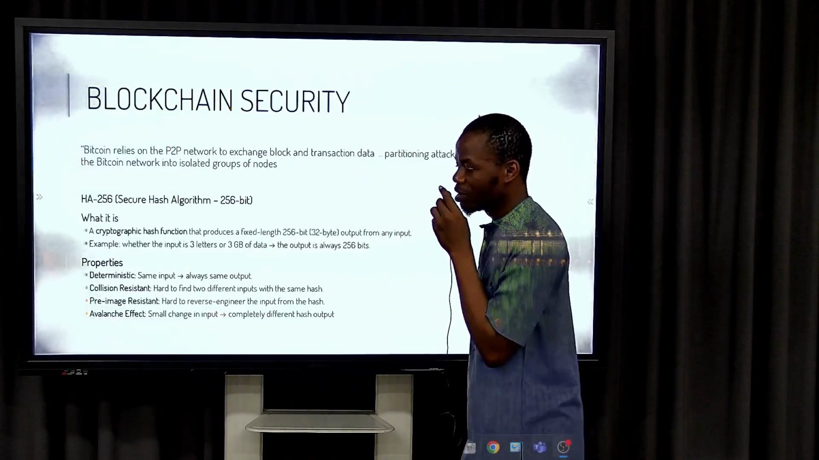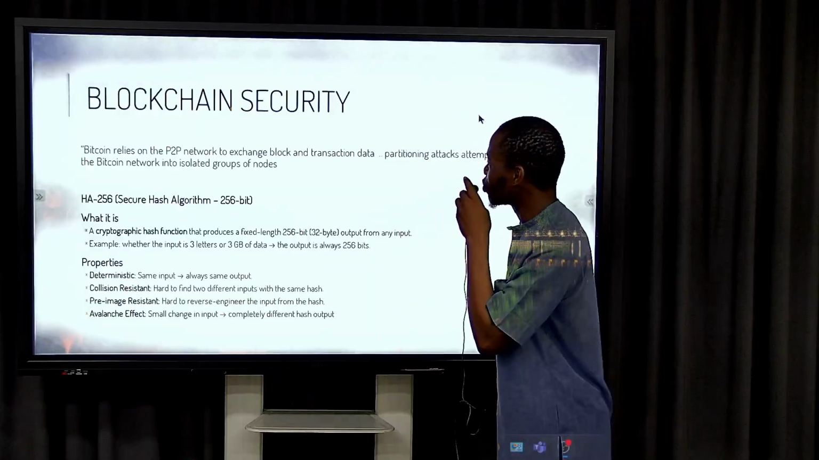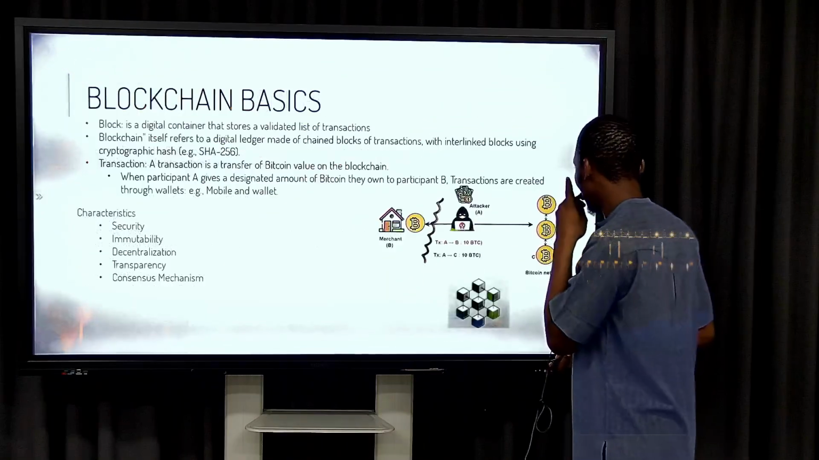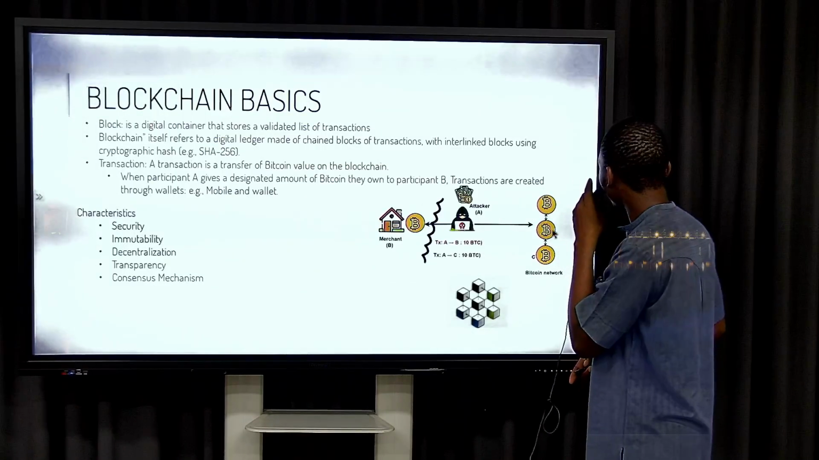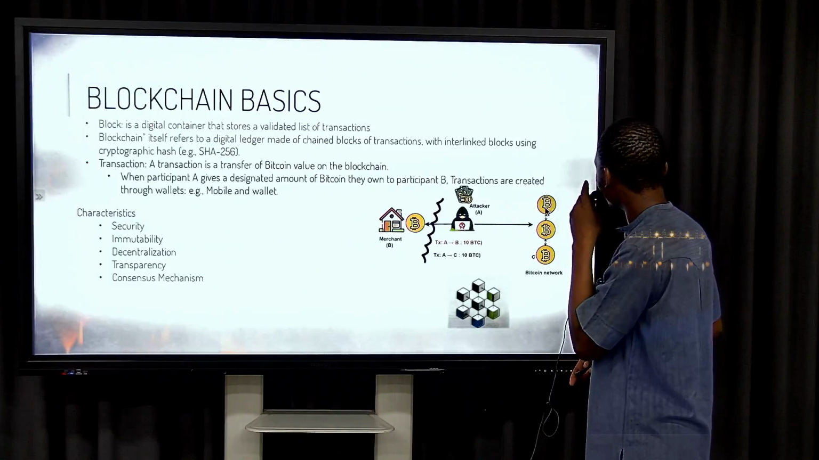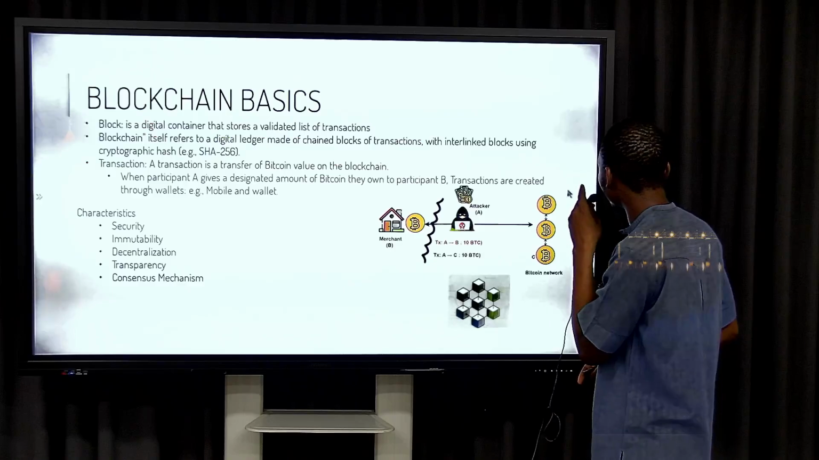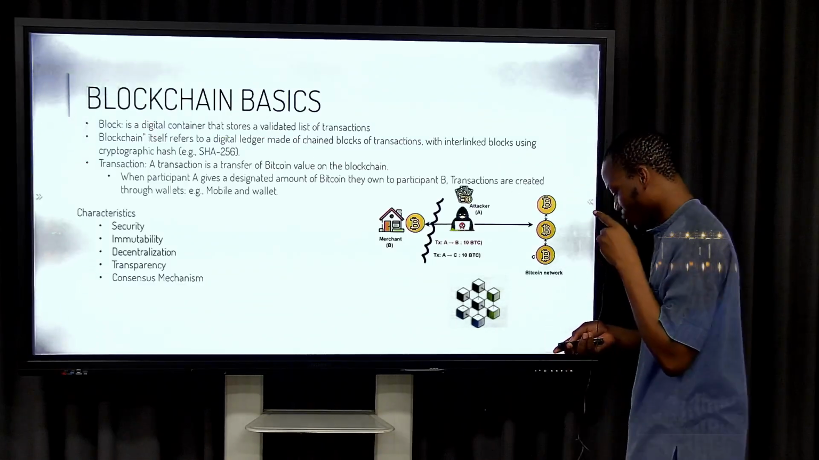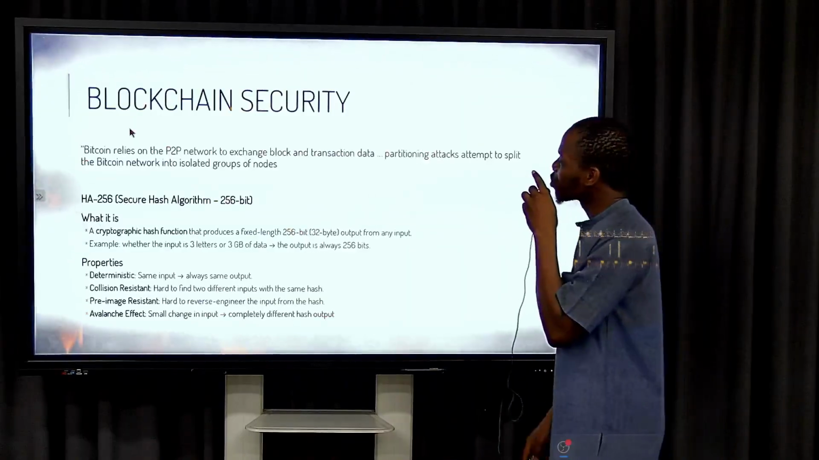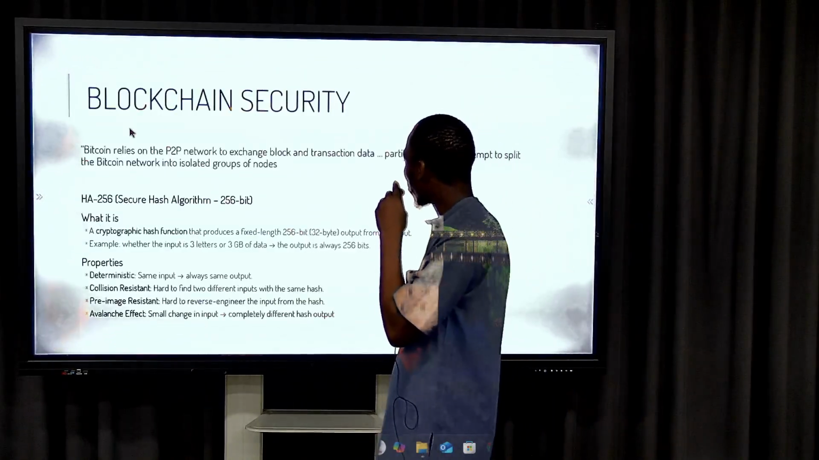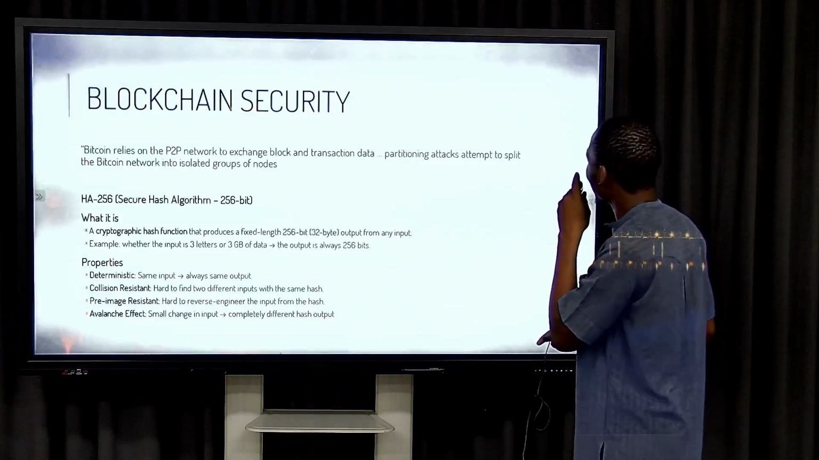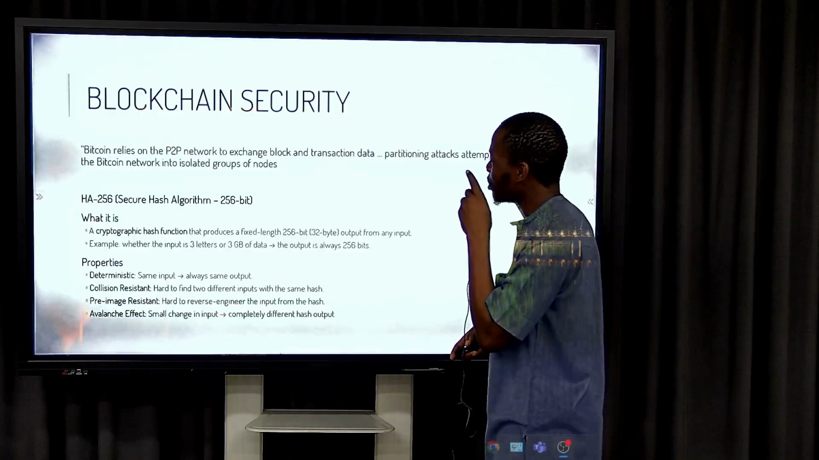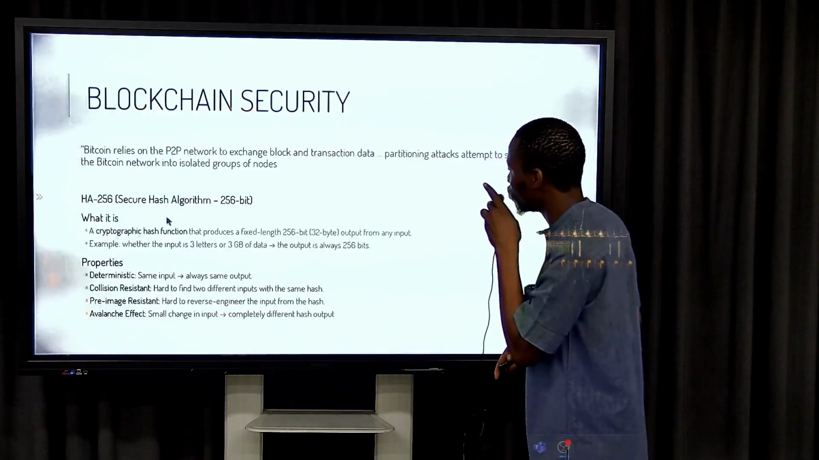In Bitcoin, there is a reliance on P2P, peer-to-peer. What they mean by peer-to-peer is that at a point in time, this node can be the server, and at another point in time, it can be the client. So that's the meaning of peer-to-peer. There is no one central management. Bitcoin relies on a peer-to-peer network to exchange block and transaction data. That is, partitioning attacks attempt to split the Bitcoin network into isolated groups of nodes.